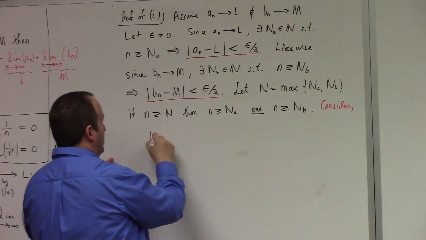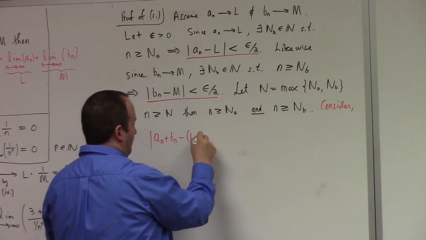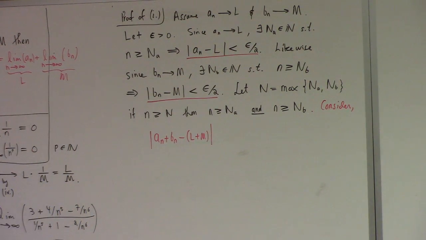All right, so then consider the absolute value of a sub n plus b sub n minus parentheses L plus M. Notice that if I can show that that's less than epsilon, I'm done. Because I will have then shown that for every epsilon greater than 0, there exists a positive integer such that when n is beyond that positive integer, the distance between the sequence and the alleged limiting value is less than epsilon. Epsilon being arbitrary, I've done my job.